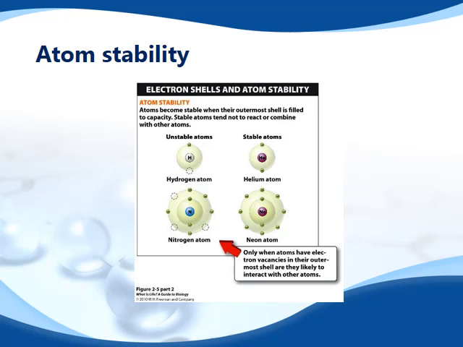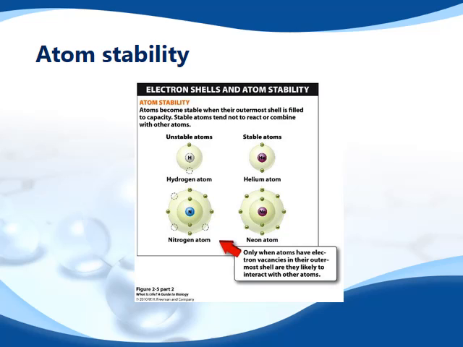This hydrogen atom is an unstable atom. It only has 1 electron and an electron shell that has capacity of 2 electrons. Therefore, there is a vacancy, and that vacancy will allow this atom to react or combine with other atoms. This helium atom is a stable atom. You'll see that it has 2 electrons in its outermost shell that has a capacity of 2 electrons. Therefore, there are no vacancies.